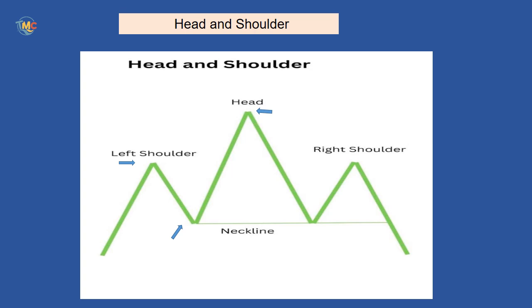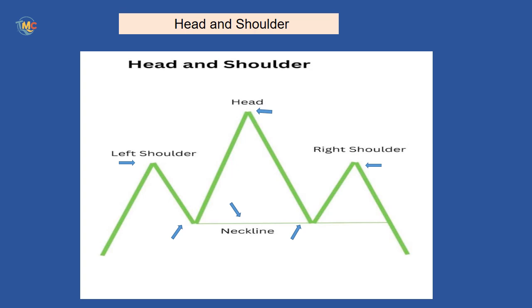After reaching this highest point, the price falls again, often to approximately the same level as the previous trough. Finally, buyers attempt one more rally. But their strength has diminished, resulting in a third peak, the right shoulder, that's lower than the head, and usually similar in height to the left shoulder. The lows between these peaks form what's called the neckline, usually a horizontal or slightly sloping line.